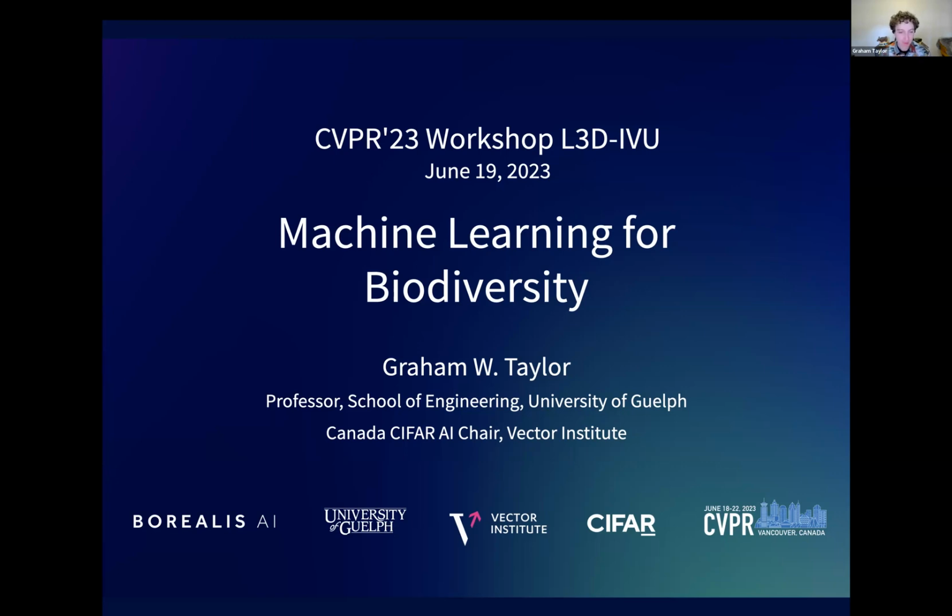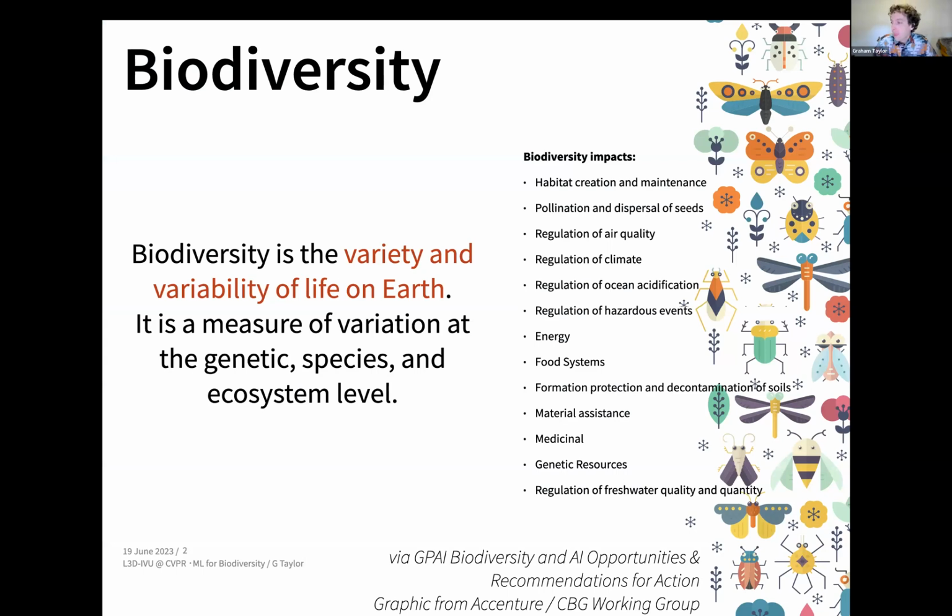So I'm going to be talking about the topic of machine learning for biodiversity. And I think most of you have seen biodiversity in the news. You've experienced it firsthand when you've taken a hike and been outside in the outdoors. Out in Vancouver is certainly a lovely place to go for a walk and enjoy biodiversity. It's really the variety and variability of life on Earth. And scientists who work in the community consider it to be a measure of variation at the genetic, species, and ecosystem level. And to us humans, it's much more than that.